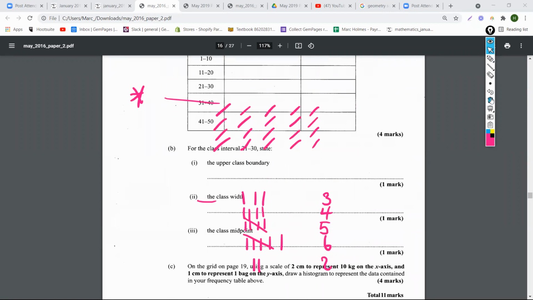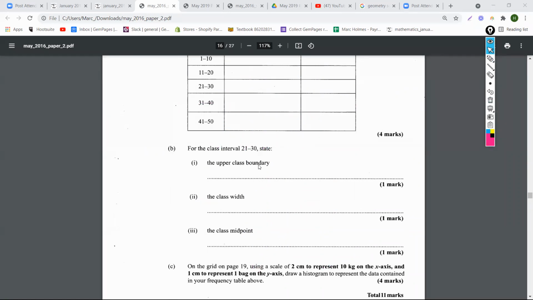So since we finished that now, it says find the upper class boundary of the class 21 to 30. Do you guys remember how to find the upper class boundary? It's really easy. For this class, you use the upper one, the 30, and add it to 31, then divide by 2. So the upper class boundary is going to be 30.5.